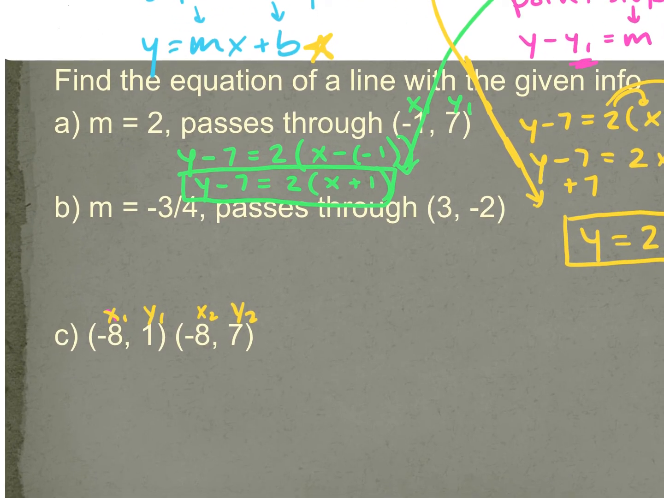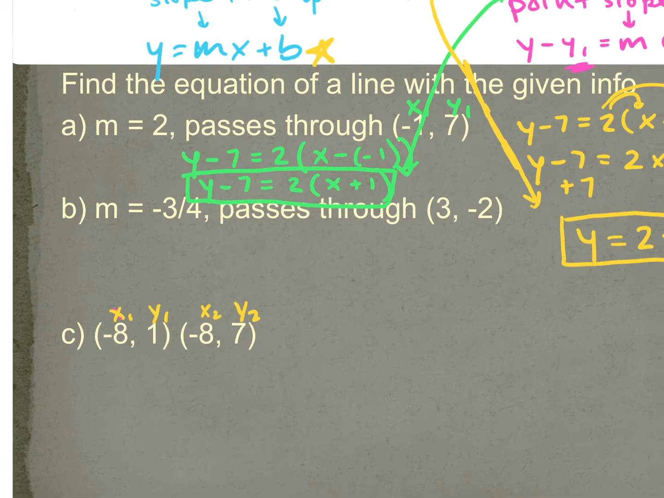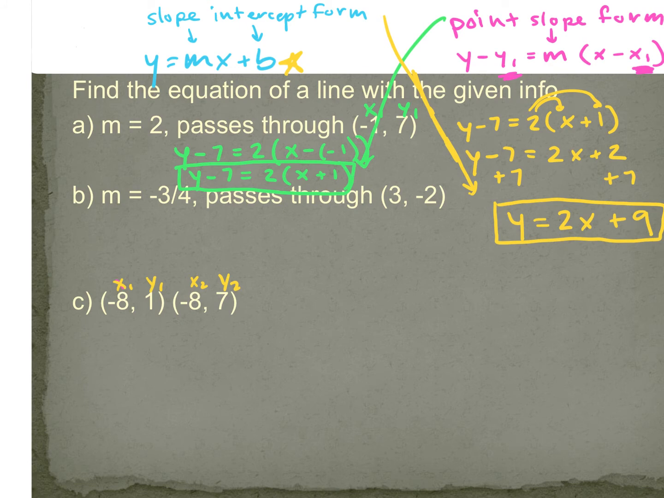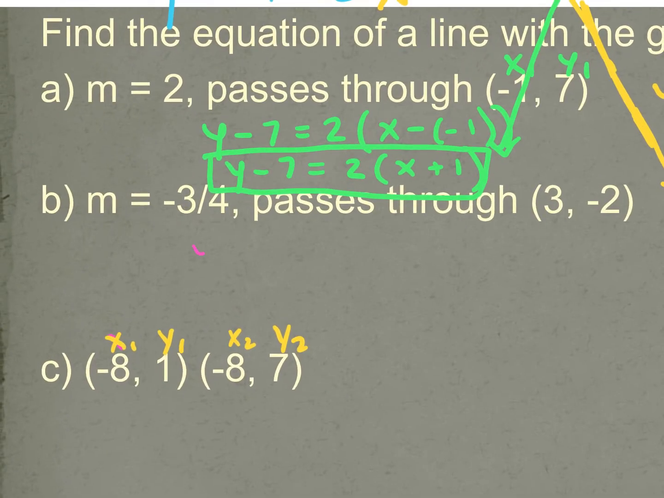So here our slope is -3/4, and it passes through the point (3, -2). For this one, I'm going to do it a little bit differently, just so we can see different ways of how to put it in an equation. I'm going to start with slope-intercept form. Let me change the color. y is equal to mx plus b, so -3/4x plus b. So I plugged in the slope, because that's all I have here.